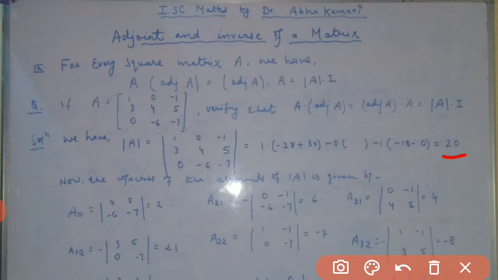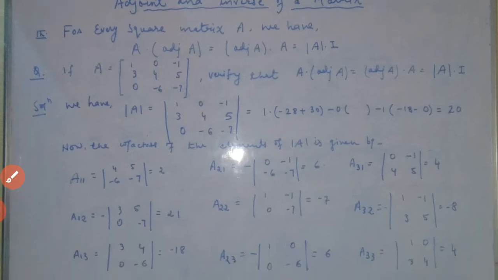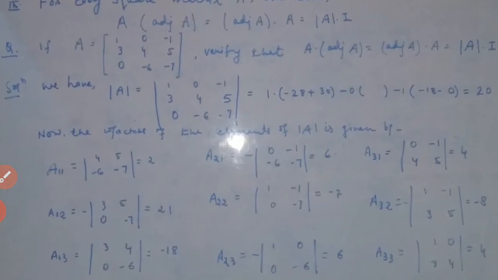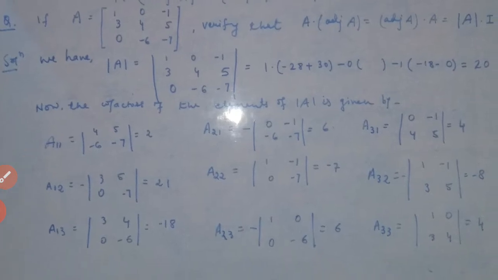Fine. Why are we finding this determinant? Because we have to find the determinant of A into I. So if we know the value of the determinant, thereafter we will compare the values with the adjoint of A. Now let us find the cofactors of the elements of A. The cofactors of the elements of A are given by A11, A12, A13, and you know how we can find the cofactors very well. In the previous lecture, I have given a brief lecture on this.